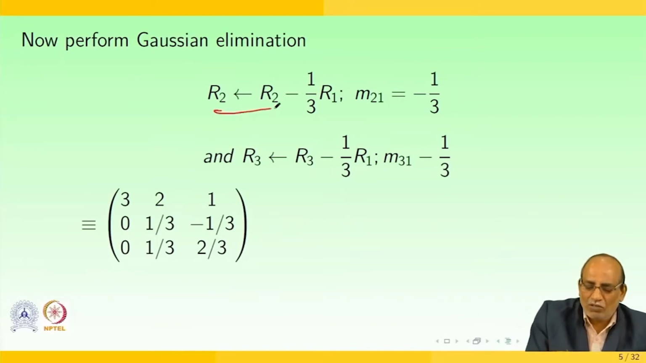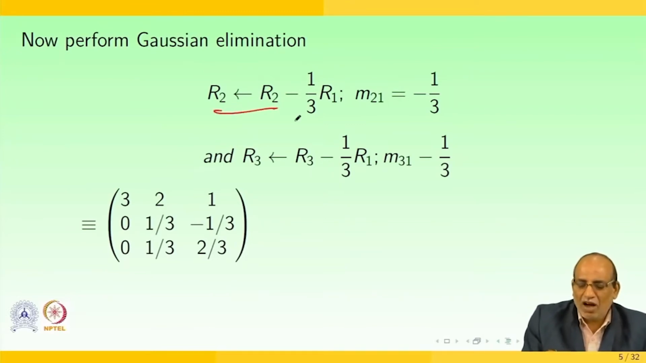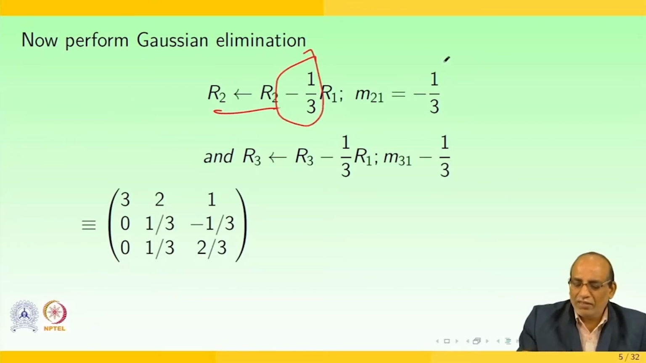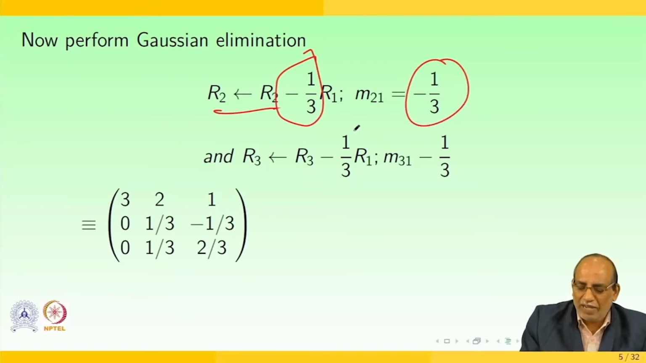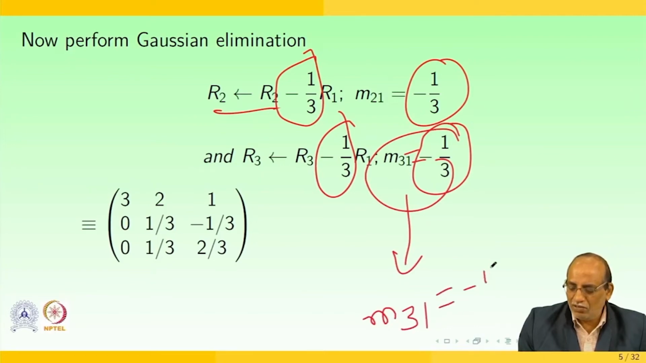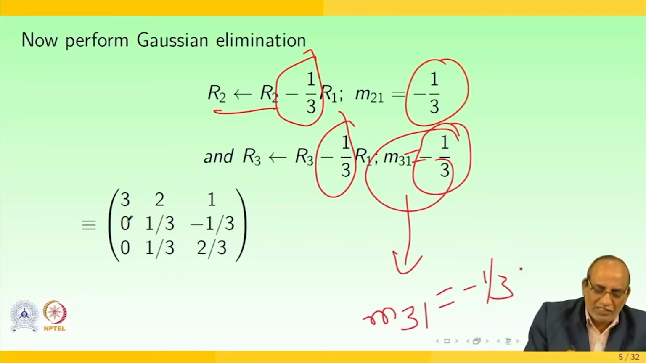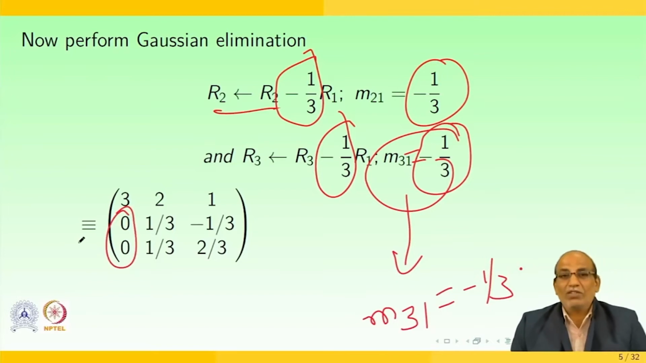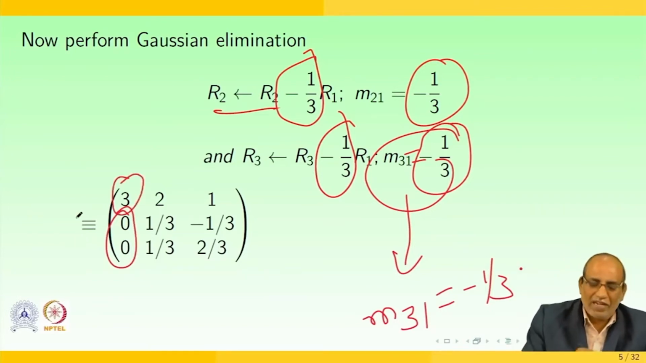So R2 would be R2 minus 1 by 3 R1. So this is the multiplier. M21 is minus 1 by 3. And R3 would be replaced by R3 minus 1 by 3 R1. So M31 is also a multiplier, and M31 is equal to minus 1 over 3. So with this, these two elements have become zeros, and this would remain as it is.